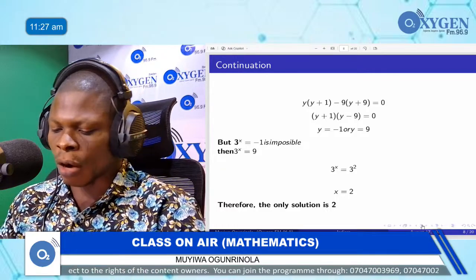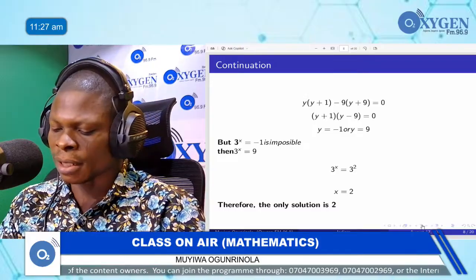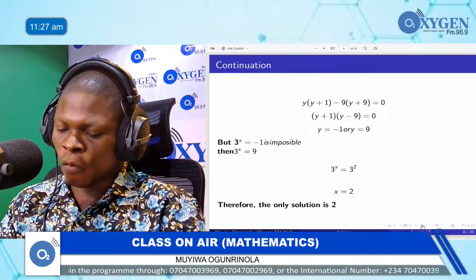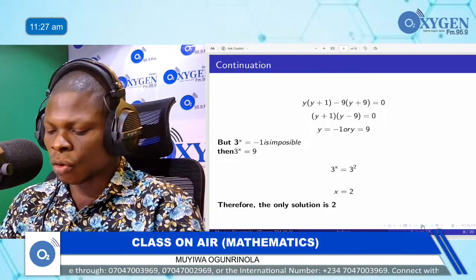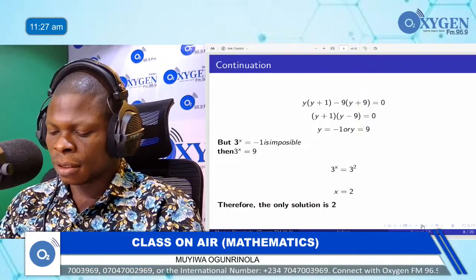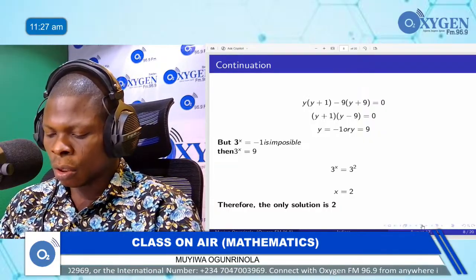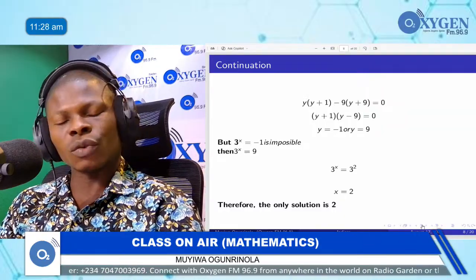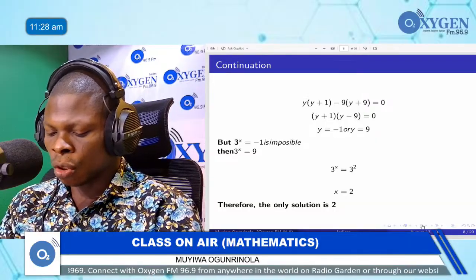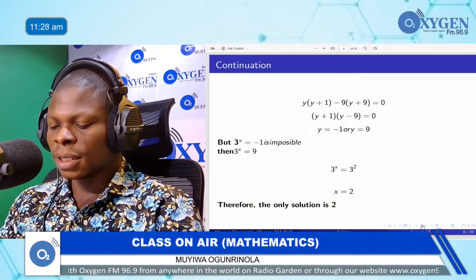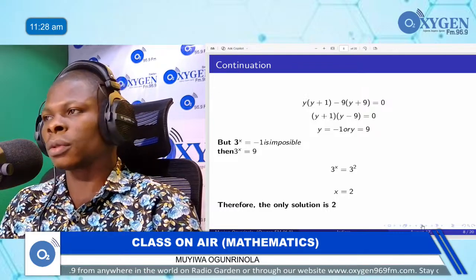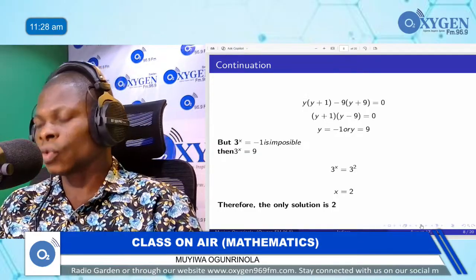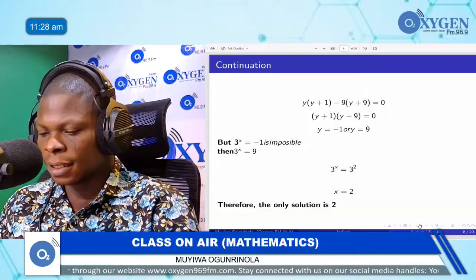The only solution we are going to have there is 3 raised to power x is equal to 9. So now, 9 also can be represented in the form of what? In the form of 3. So this will now be 3 raised to power x is equal to 3 raised to power 2. When the base is the same, you equate the power. So it now becomes x is equal to 2. So therefore, the only solution is 2, because the negative is impossible to solve. So our answer here is 2.